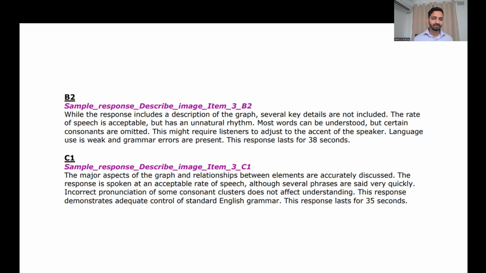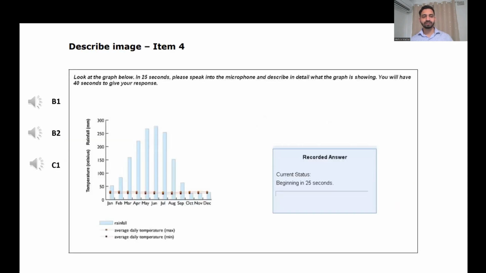Now, anyway, incorrect pronunciation of some consonant clusters does not affect understanding. This response demonstrates adequate control of standard English grammar. This response lasts for 35 seconds. Okay. So with 35 seconds, you can score C1. That's your evidence in terms of sweet spot timing.